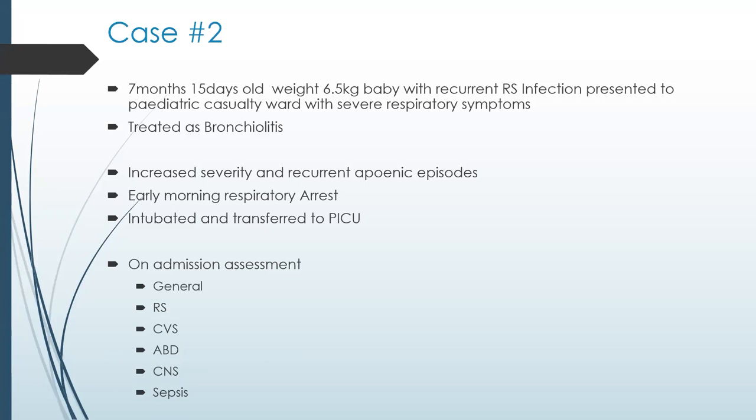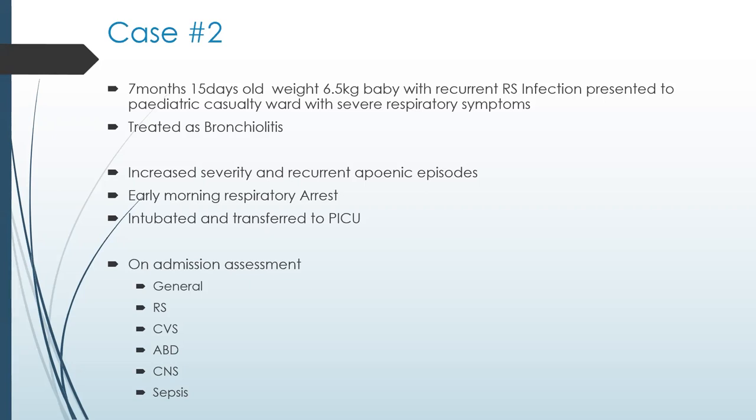On admission assessment, the child is intubated but not sedated, so the child showed some gasping breathing and very severe respiratory distress. Soon after admission to PICU, the child was connected to the ventilator with full sedation. Cardiovascular system: tachycardia with mottled skin and poor volume pulse, so initially managed with fluid. Abdomen shows a little bit of liver enlargement, but not that much. Central nervous system: the child is irritable.